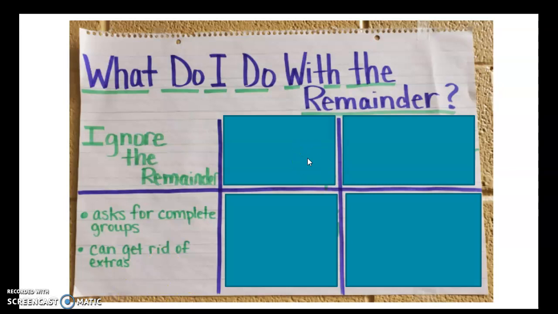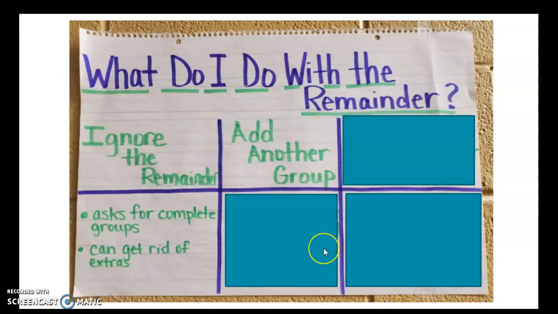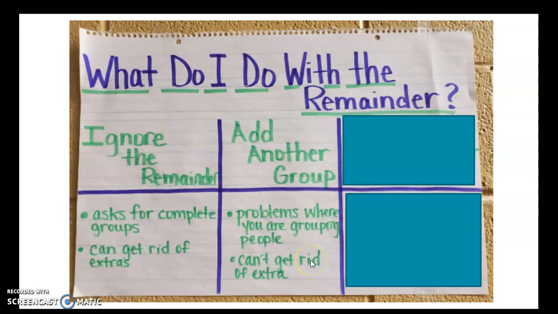All right. The next thing you might do with a remainder is add another group to your answer. So if our answer was 21 remainder 3, we would just bump that up and say we need 22 groups instead. All right. So add one to your answer. These are going to be problems where you're grouping people together and you just can't get rid of the extras. All right? A lot of times these problems are dealing with people.